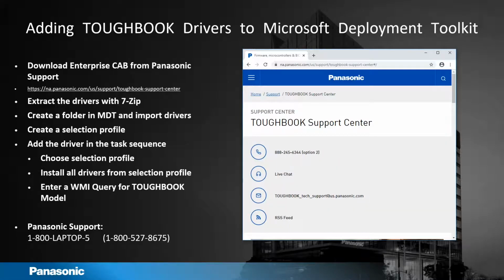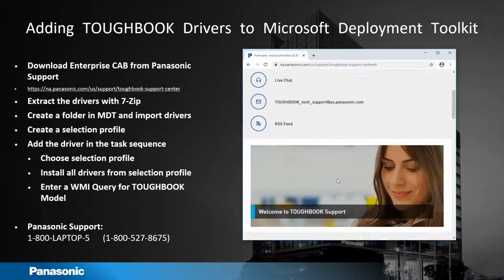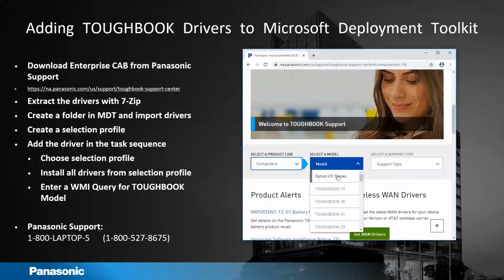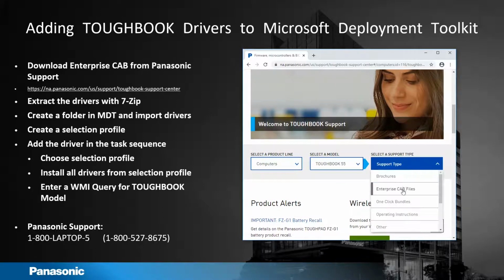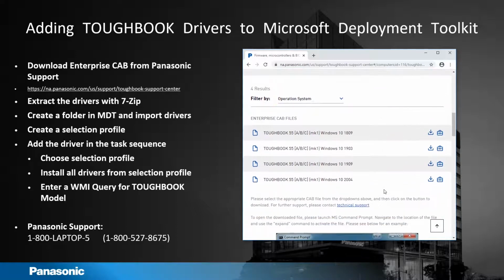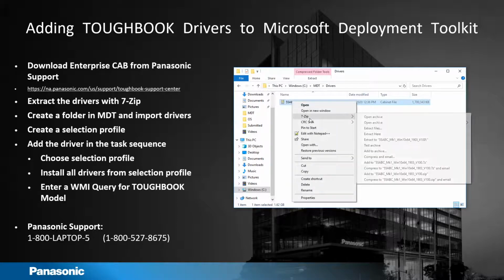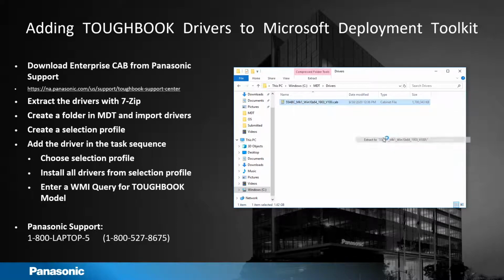The first step, we're going to download the enterprise cab files from the Panasonic support website. Choose your product line, your model, and enterprise cab files. Scroll down and find the operating system you want to install the drivers on. Once the cabs are downloaded, use a program like 7-zip to extract the drivers.